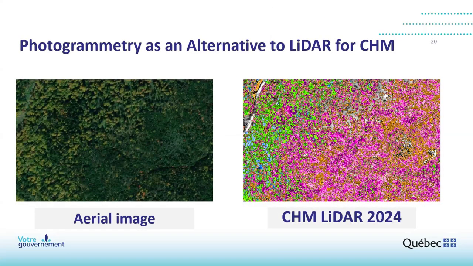On the left, we can see the original high-resolution image of the forest. This represents what we can visually interpret on standard RGB imagery. On the right, we can see the canopy height model derived from LiDAR data of 2024. So this is kind of the baseline to check.